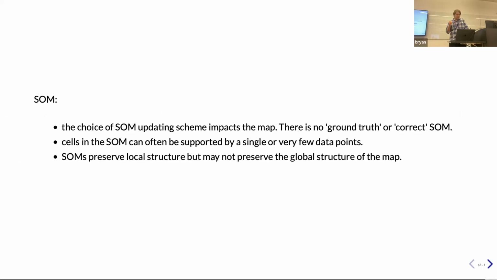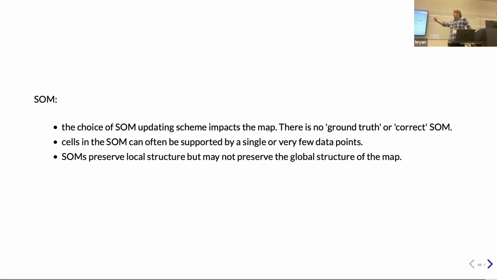As I mentioned, there are a lot of choices for how to build a self-organizing map. Every self-organizing map is different because of those. This is true of all dimensionality reduction techniques and all unsupervised learning problems. There's no ground truth or correct SOM, but the fact that SOMs vary a lot tends to matter a lot because people want to overinterpret them because of these very beautiful plots that seem very meaningful.